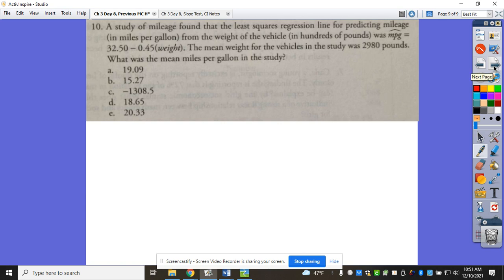And the last one, now, what are our X values here? One word. One word, what's our X values? What is generally our Y's? It says the mean weight for the vehicles in the study is 2,980. That's our what? What's the only thing in this whole chapter that we talked about with X bar?